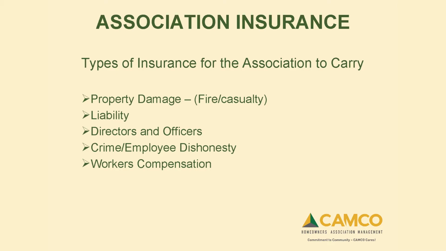The types of insurance policy that all associations are required to carry are property damage, fire and casualty, liability, directors and officers, otherwise known as D&O. It is mandated by NRS, and it also covers your managing agent. Then crime and dishonesty, otherwise known as fidelity, and then workers' compensation. Workers' compensation is very important, especially if you have multiple vendors or if you have volunteers. It is also required by our management agreement.